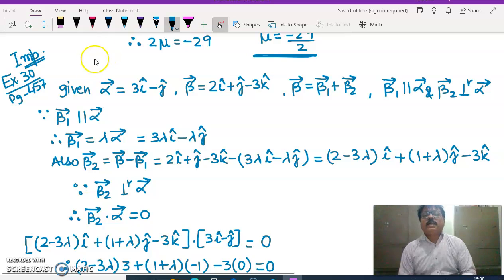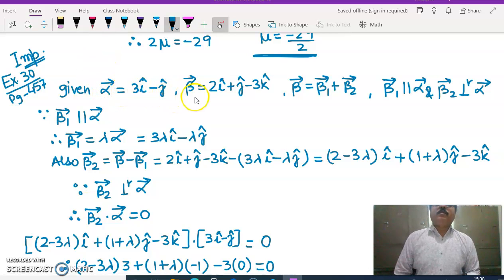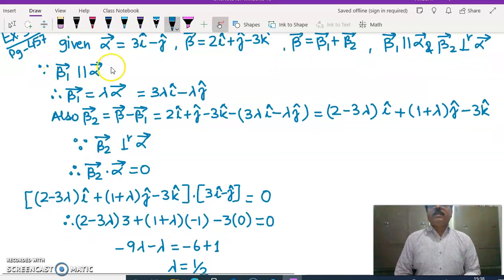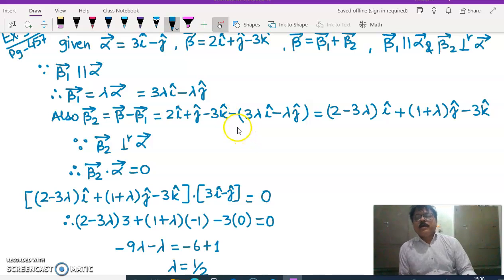So since it is given that alpha vector is 3i minus j, beta vector is 2i plus j minus 3k, beta is beta 1 plus beta 2, and beta 1 is parallel to alpha and beta 2 is perpendicular to alpha. Since beta 1 is parallel to alpha vector, therefore beta 1 will be lambda times alpha, तो 3 lambda i cap minus lambda j cap. Beta 2 will be definitely beta minus beta 1. So 2i plus j minus 3k minus 3 lambda i minus lambda j. It becomes (2 minus 3 lambda) i cap plus (1 plus lambda) j cap minus 3k cap.